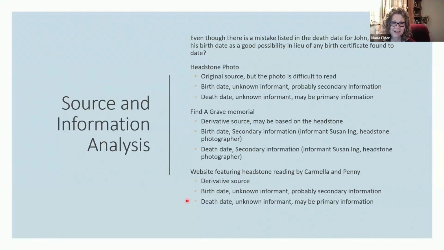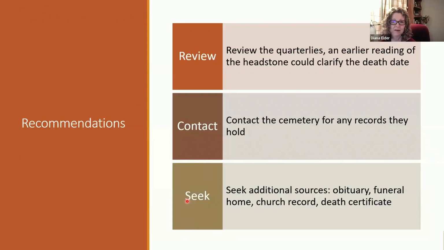So what do we do with this analysis? Well, I would review the quarterlies and get the earliest reading possible to see if it was maybe more legible back when they did the reading. You could also go look for any other records like the cemetery records. It looked like the cemetery was still burying people. They maybe would have records that actually would give the for sure birth date. And then you could look for obituaries, maybe a funeral home, church record, death certificate to try to find more information.